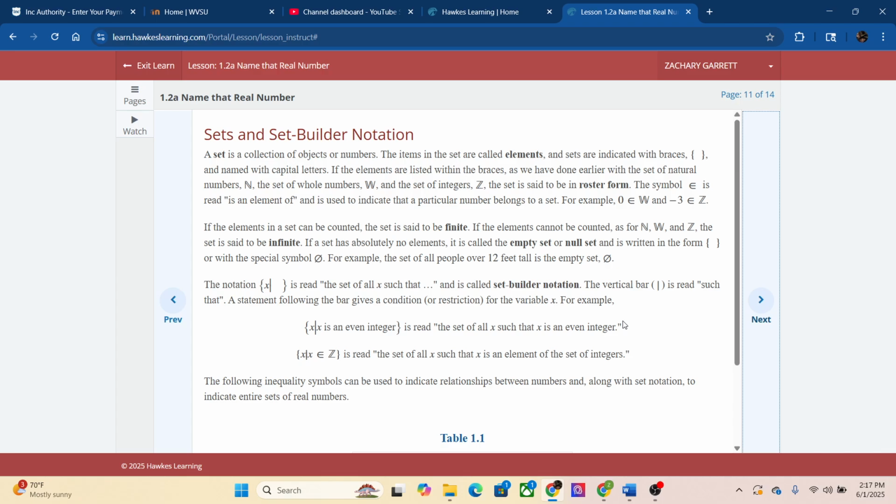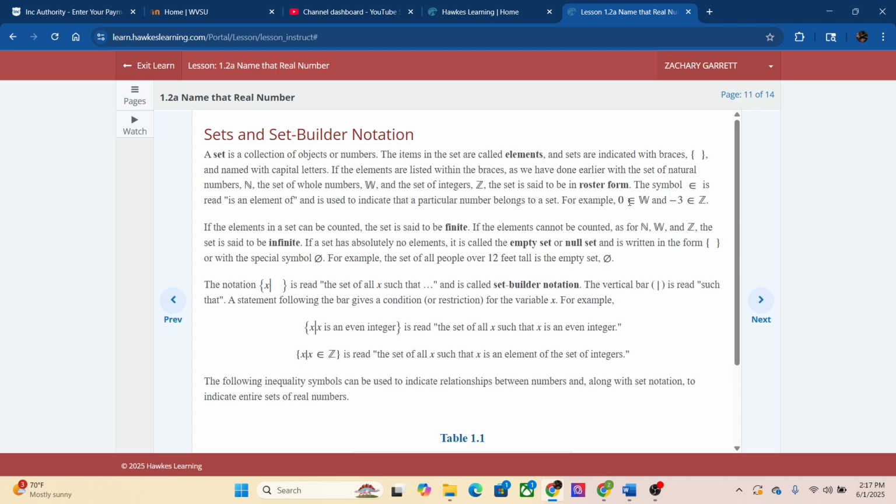Sets and set builder notation. A set is a collection of objects or numbers. The items in the set are called elements, and sets are indicated with braces and named with capital letters. If the elements are listed within the braces, as we have done earlier with the set of natural numbers N, the set of whole numbers W, and the set of integers Z, the set is said to be in roster form. The symbol, which looks like an E, is read "is an element of," and is used to indicate that a particular number belongs to a set.